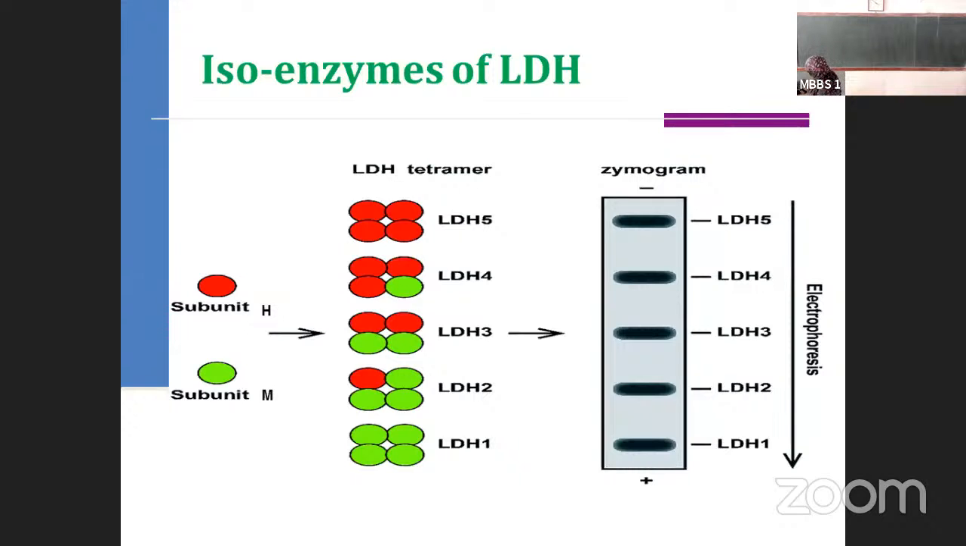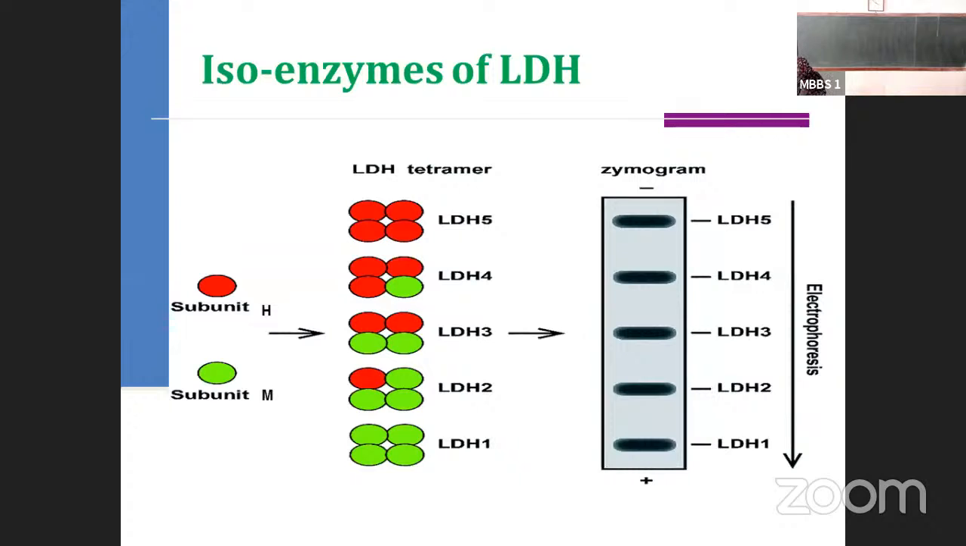See here, there are 4 subunits. These green circles represent the M subunits, and this red circle represents the H subunits. LDH1 has four M subunits. LDH2 has 3 M subunits and 1 H subunit, M3 and H1. Here M2 and H2. Here M1 and H3, and LDH5 has all 4 H type subunits, H4.